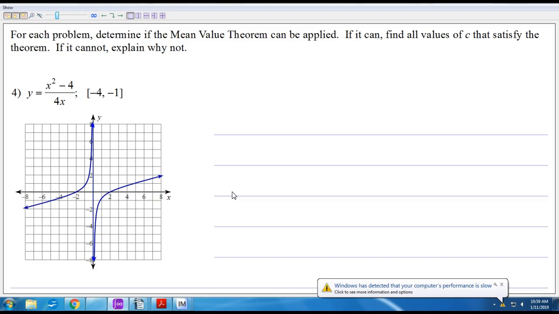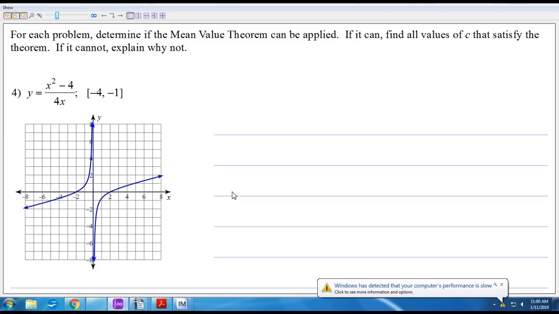Plug in -4. -4 squared is 16 minus 4 is 12 over -16. So this is -3/4, so you reduce that. I plug in -1. I'll get 1 minus 4 on top, so -3 over -4, so that's 3/4. Those are my y values.